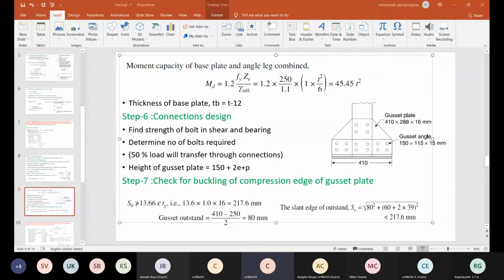So shall we move to the next question? You understood this question, how to design it, finding the width, length, connections, everything. Yes, ma'am. Okay, so now we'll move to the next question.